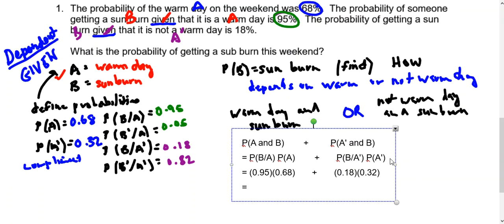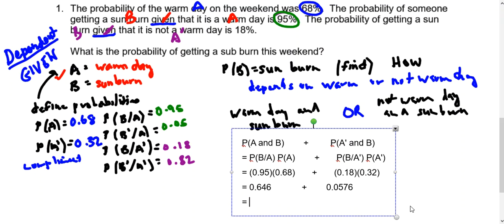All right, so now I can go 0.95 times 0.68, 0.646. And then I can do 0.18 times 0.32, 0.0576. And then I can just add those together. So I can take 0.646 plus the 0.0576, 0.7036, and then I got my answer.